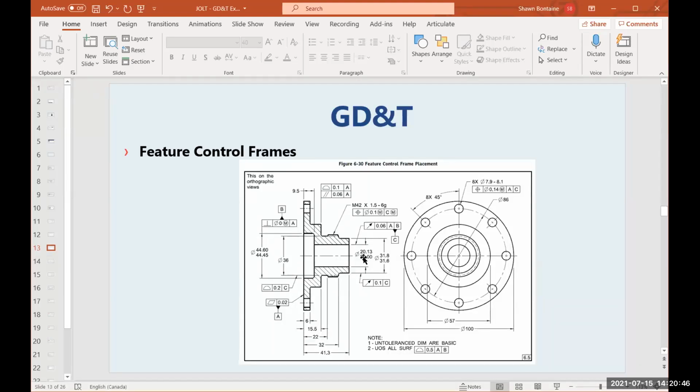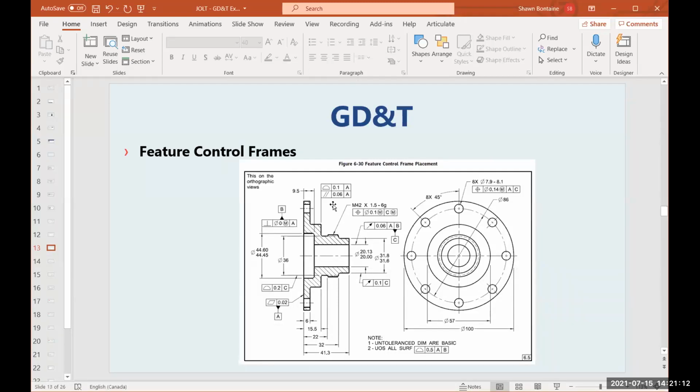Here we have our inside diameter. Not only does it have a physical size requirement, but it has a circular runout requirement to A and B in order to qualify or establish it as datum C. So that is the second way that you can come across it, by attaching a physical leader pointing to the feature of size or to the surface.